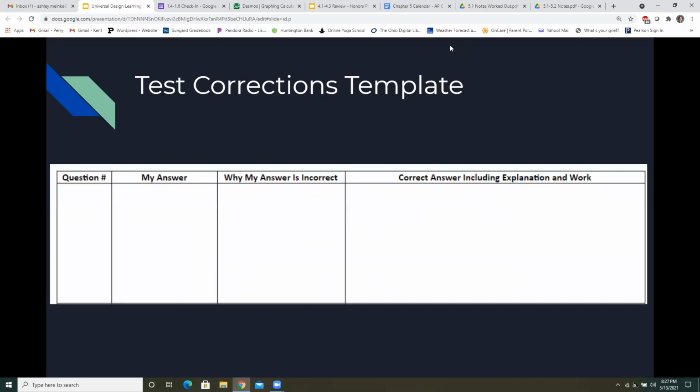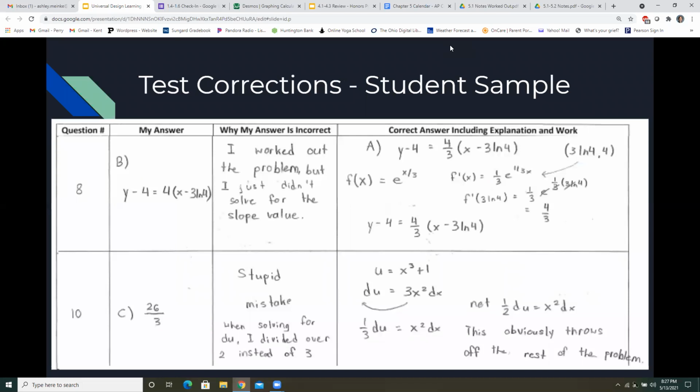Another idea is test corrections, and this I used in AP Calculus primarily this year after students completed their practice AP exams. So the template looks like that. They list the question, their answer, why their answer is incorrect, and the correct answer, including explanation and work. So here's an example of a student's test correction template.